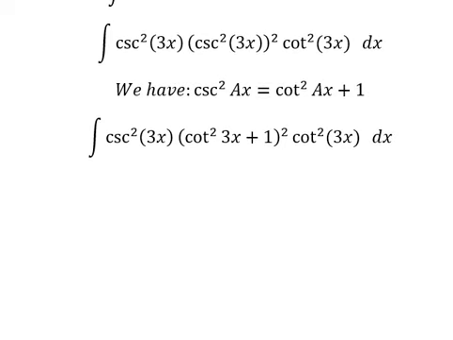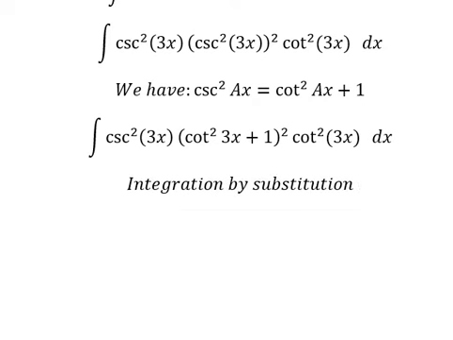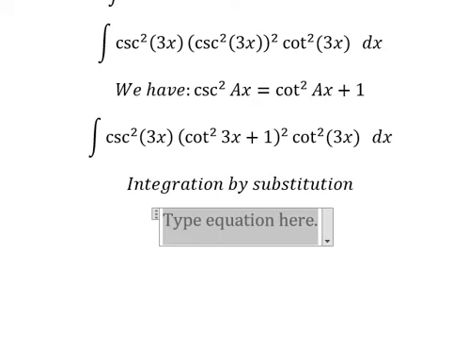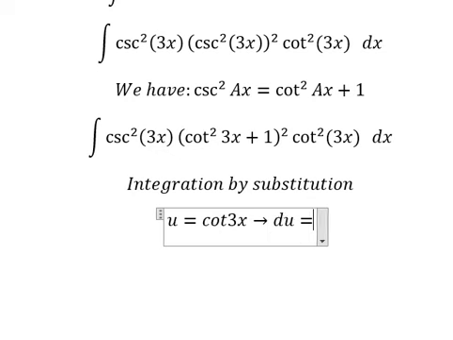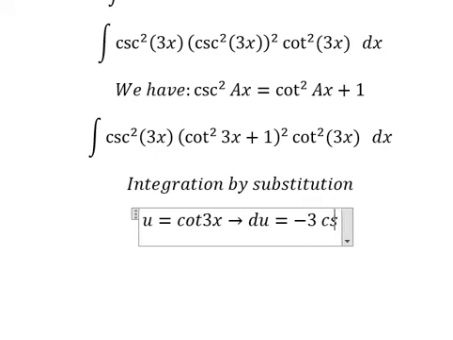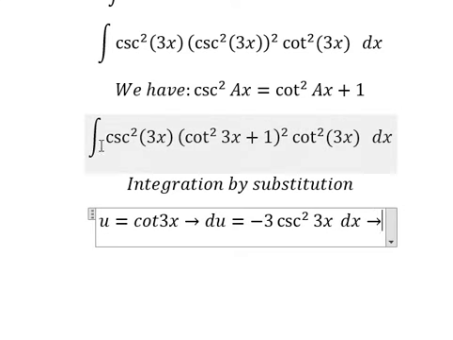Next, we can use integration by substitution. So I will put u equal to cosine 3s. After that, we take the first derivative of both sides, and we have negative 3 cosecant of 3s squared ds. Because we don't have negative 3, we need to divide both sides by negative 3.